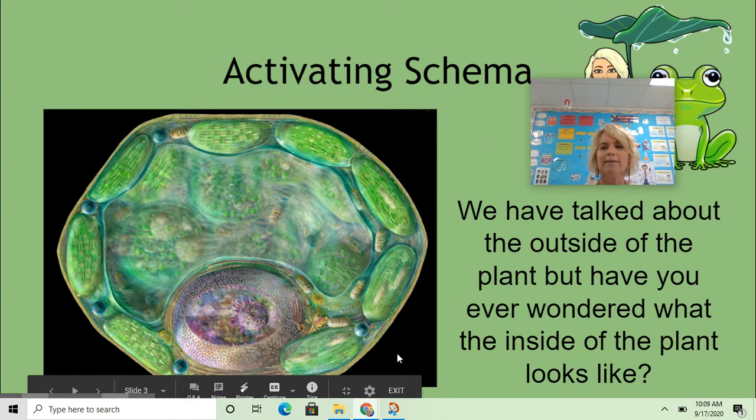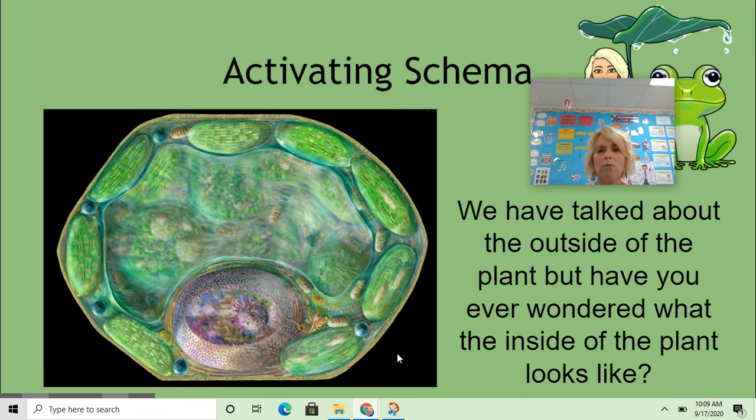We've talked about the outside of the plant, but have you ever wondered what the inside of the plant looks like? So if you look at that, that is the inside of something like this.